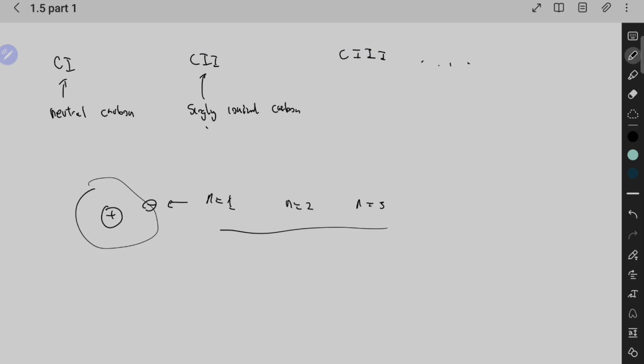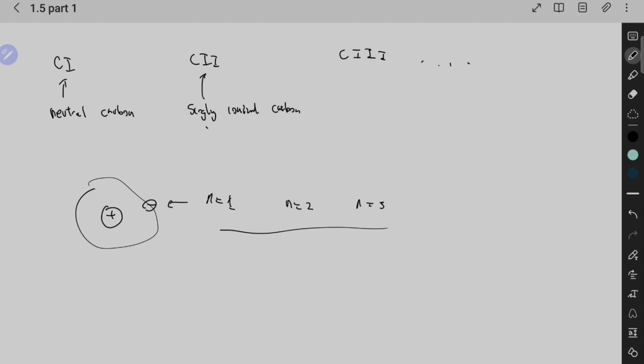The second process that can cause the excitation of an ion is the absorption of a photon with energy equal to that of the electron transition. Because remember, when an electron moves from one energy level to another, in this case maybe from n equal to 1 to n equal to 2, it takes a certain amount of energy to do that. And the energy could come from the absorption of a photon. So that's the second process.